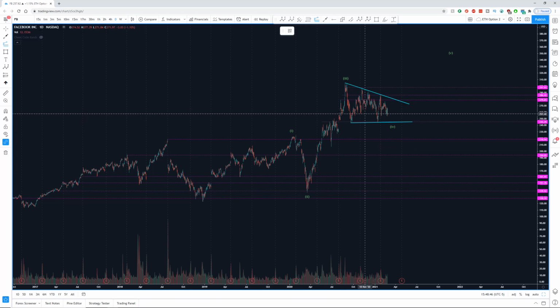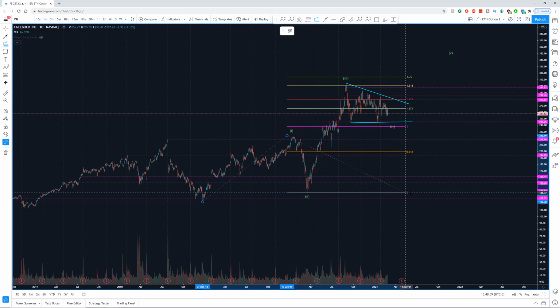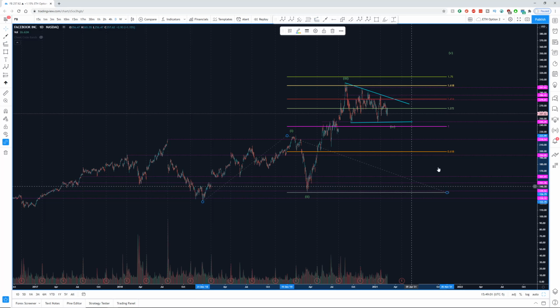The other thing we can do to validate the 3rd wave is use this trend-based fib extension tool. For this, I'll click at the bottom of our 1 to the top of our 1, and essentially this is just measuring the length of our 1 wave. And now we'll click at the bottom of our 2 down here and pull sideways. The most common zone for a 3rd wave is between this gold 1.618 and this green 1.75.